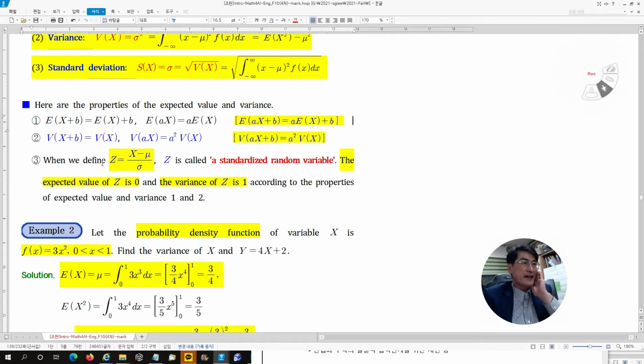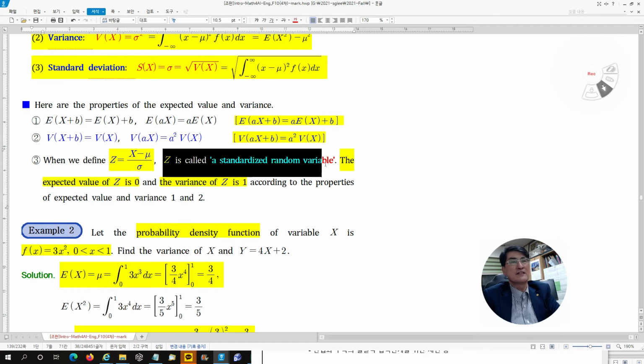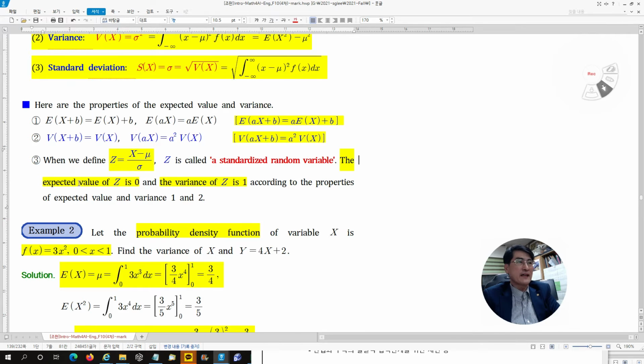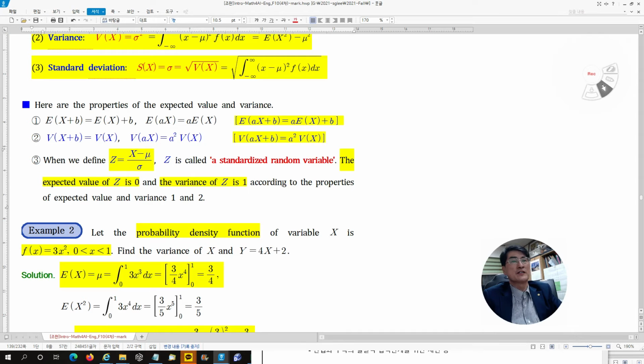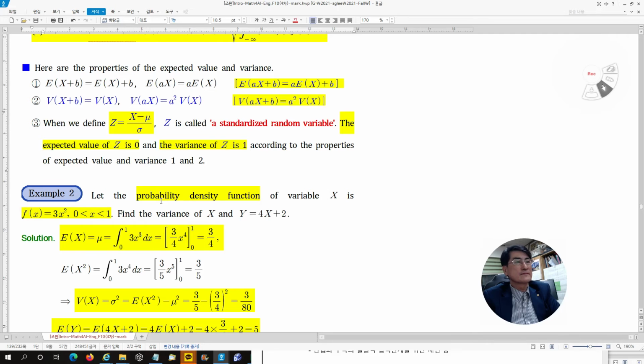Next, we define g. Let g be equal to x minus mu over sigma. Then this g is called the standard random variable. X was a random variable, and this g from x is a standard random variable. The expected value of g is 0, and the variance of g is equal to 1. It's very much simplified according to the properties of expected value and variance that we defined.